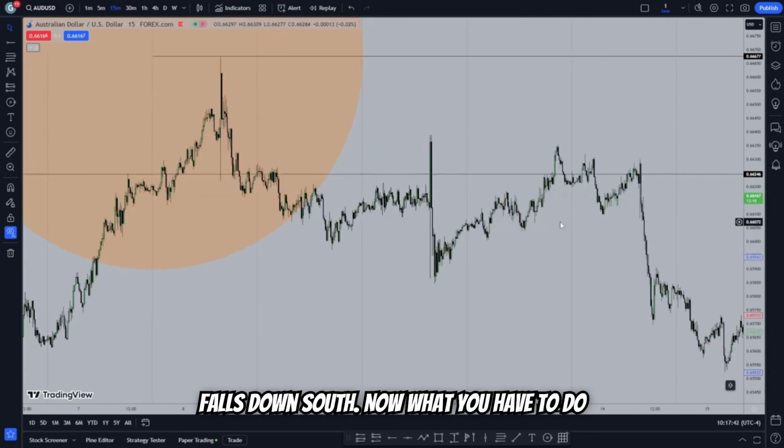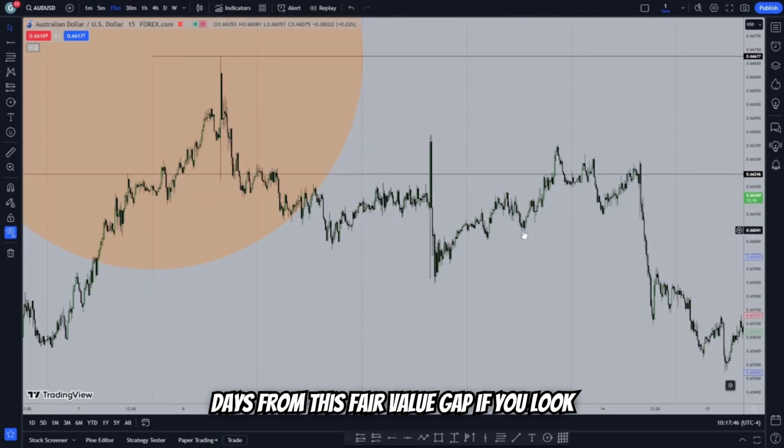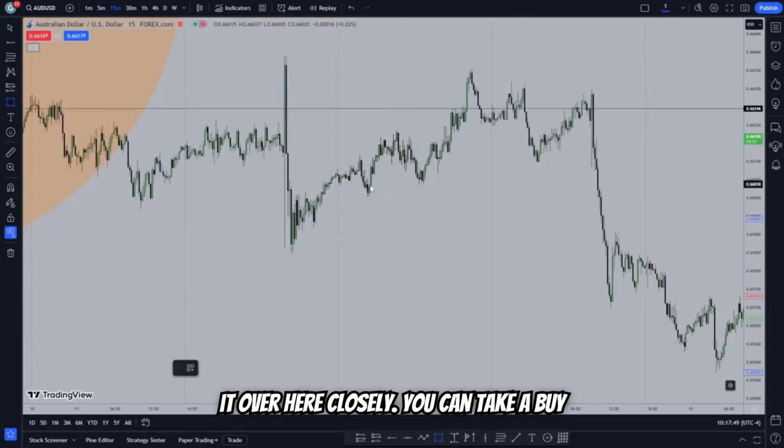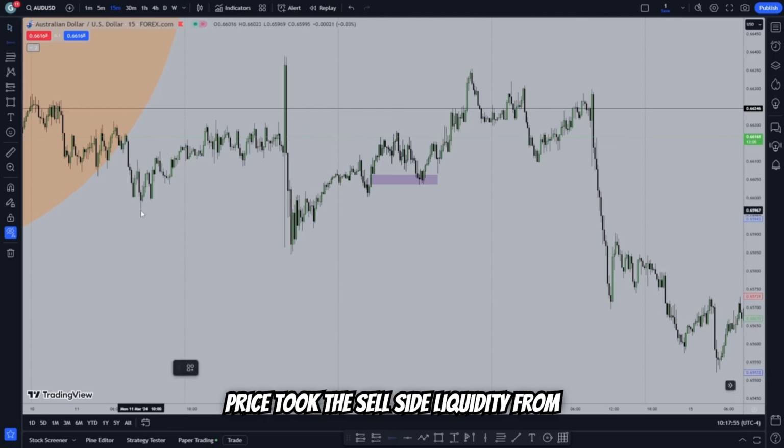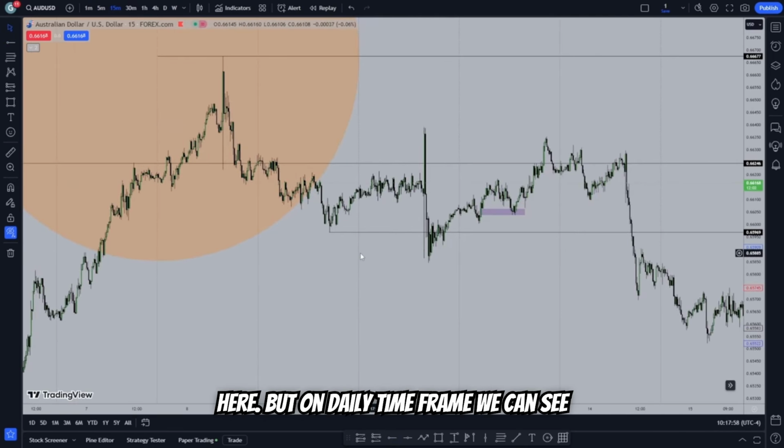So now what you can do is take a buy on these types of days from this fair value gap. If you look over here closely, you can take a buy from this fair value gap. And why is this fair value gap useful? Because price took the sell side liquidity from here, but on the daily time frame we can see that price has taken the buy side liquidity. But then also you will find that this fair value gap is working for buys, and for sells it's not working. If you look over here, for selling you can see a fair value gap which was right over here, but it got rejected from here.